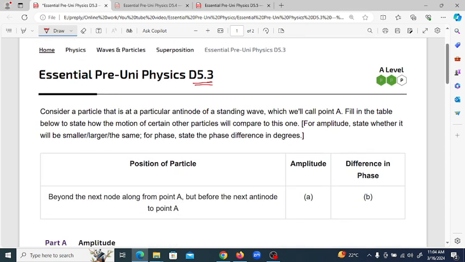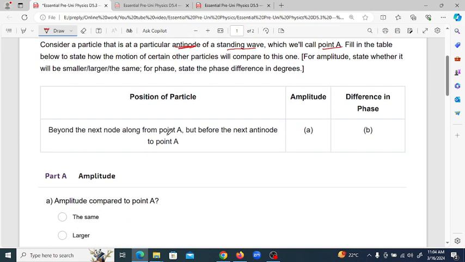Consider a particle that is at a particular antinode of a standing wave, which we call point A. So we have a standing wave and a certain antinode that we call point A. Fill in the blank below. So we have to answer these questions: beyond the next node along from point A but before the next antinode to point A.